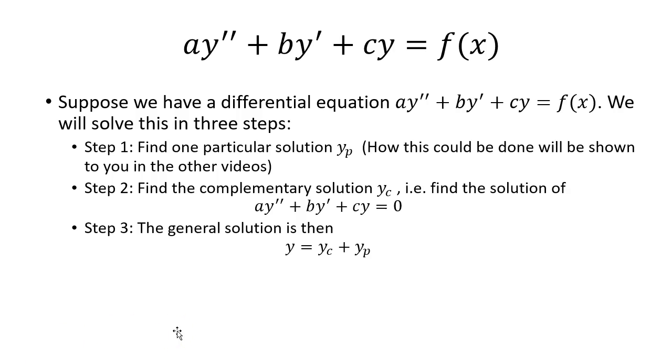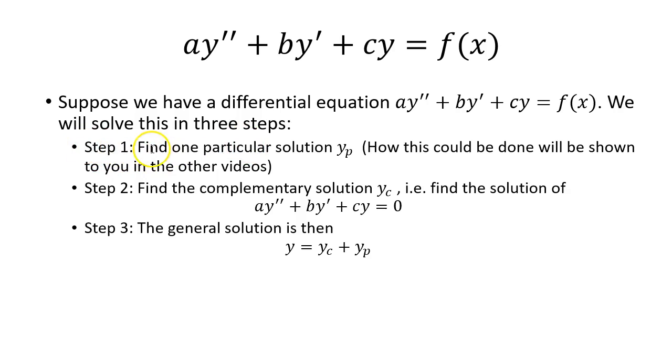Okay, so here's the plan for solving a linear non-homogeneous differential equation. Suppose we have a differential equation a y double prime plus b y prime plus c y equal to f of x. I made this simpler by making a, b, and c constants, but the same steps can be used even if these are not constants. Because those cases are much harder, we will limit our discussion to constants. So let's say you have a constant coefficient second order linear non-homogeneous differential equation. Then here are the three steps you must take.